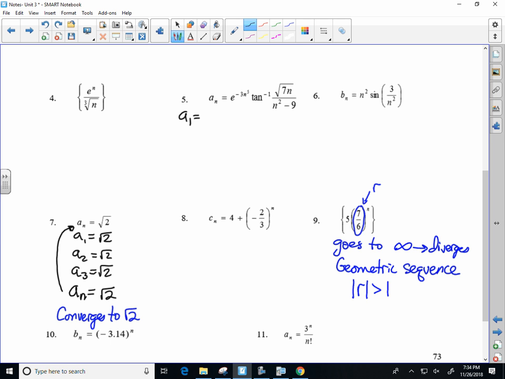E to the negative 3n to the 5th power. Well, won't be too bad, at least for the first calculation. And then after that, all hell breaks loose. So e to the negative 3rd, okay, that part is all right. And the inverse tangent, radical 7 over negative 8. So negative radical 7 over 8. Inverse? Oh, inverse. Okay. All right. So let's see what the next one is looking like.